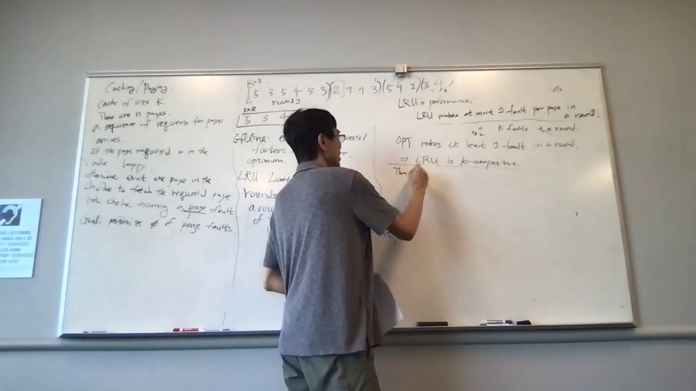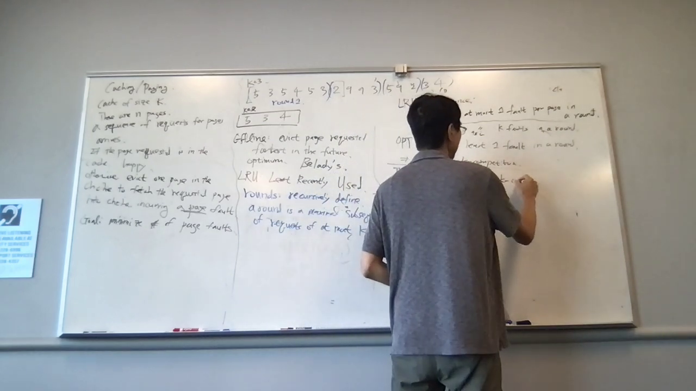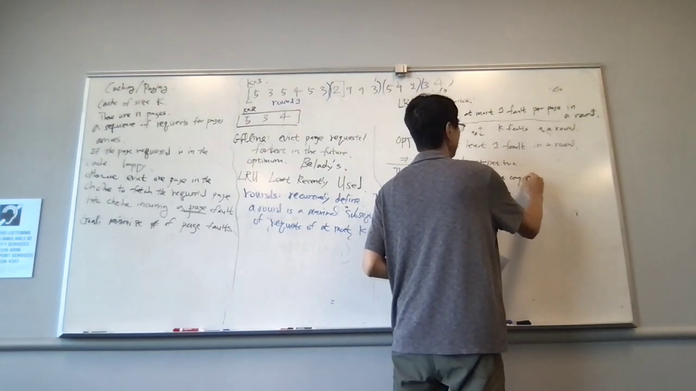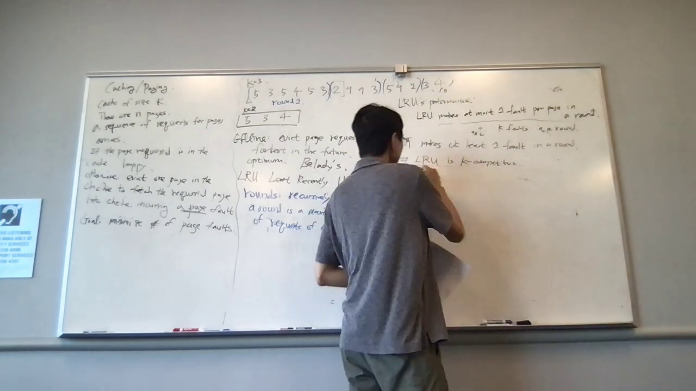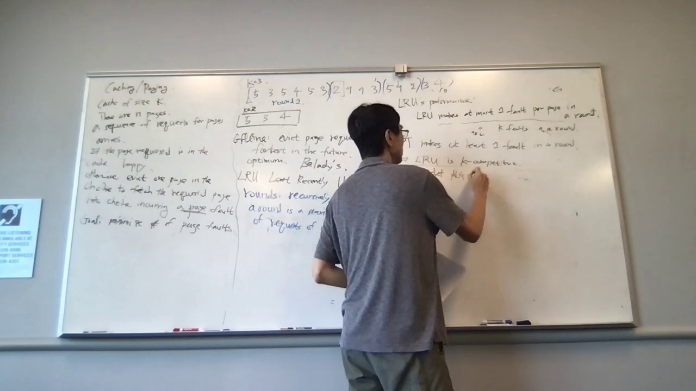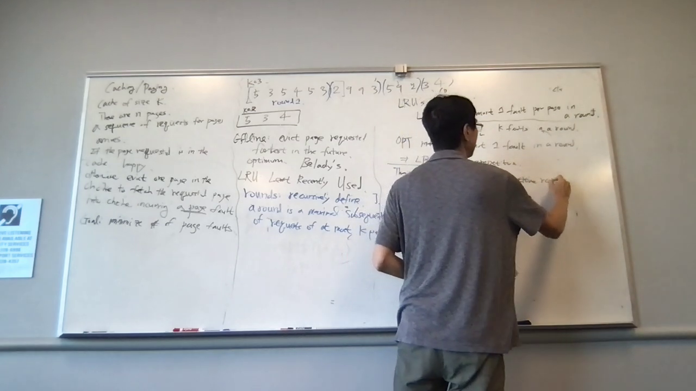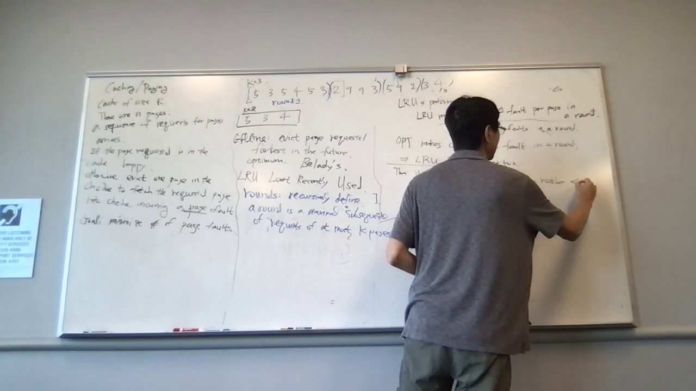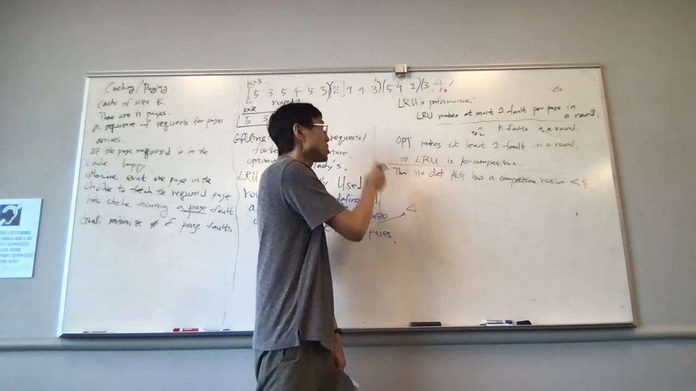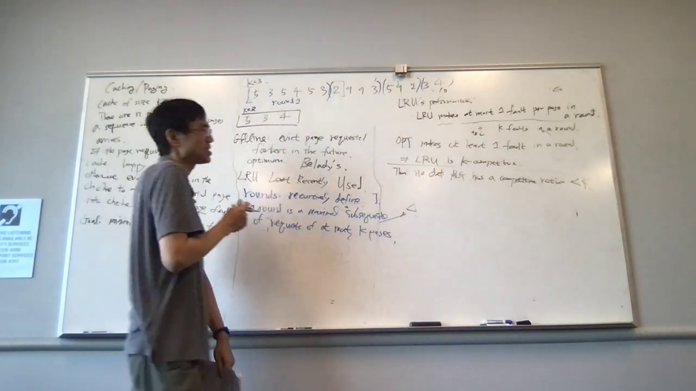But the theorem is that no deterministic algorithm has a competitive ratio better than K, which means that LRU is the best if you don't use randomization. And actually the example is kind of simple.